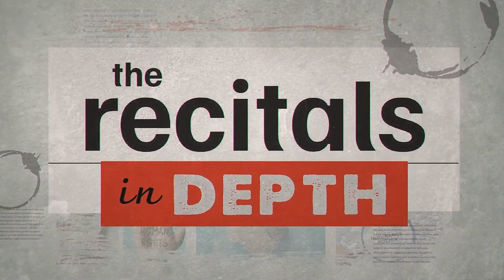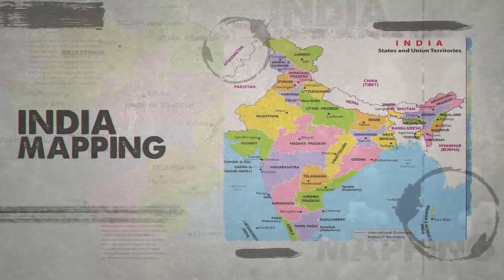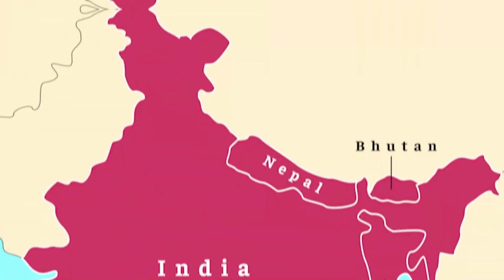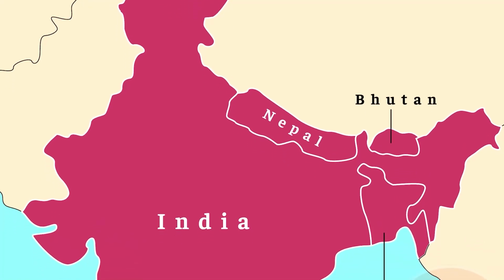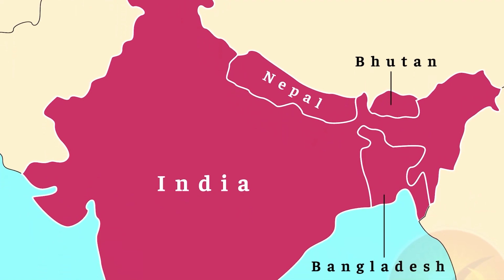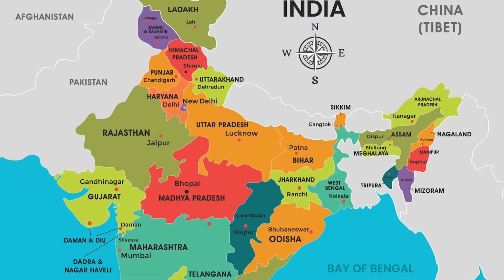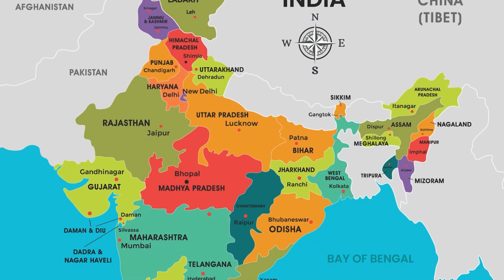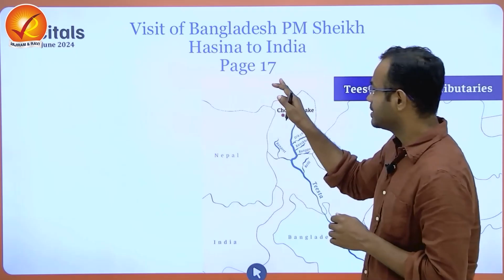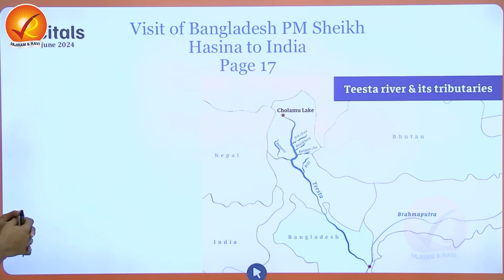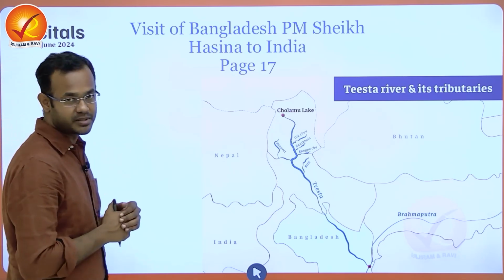In this video, we will be discussing India mapping for the month of June 2024. India mapping is a unique exercise where we take a geographical location of India that appeared in the news for any particular reason and we study it through the lens of geography. The first article that we will be taking is about the visit of Bangladeshi Prime Minister Madam Sheikh Hasina to India, discussed on page number 17.